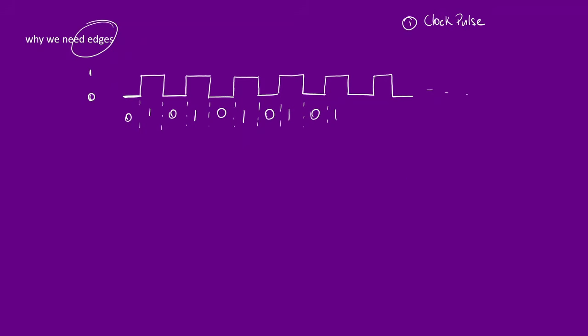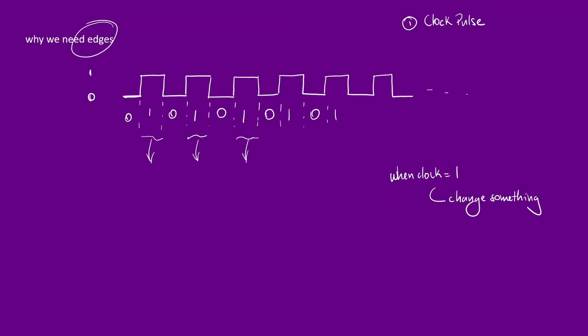We can look at it as: when my clock is high, so when my clock is 1, then change something. When my clock is 1, change something, which means that for the duration that this clock is 1, I'm going to have a certain output being affected. But you run into a problem when you're dealing with this.